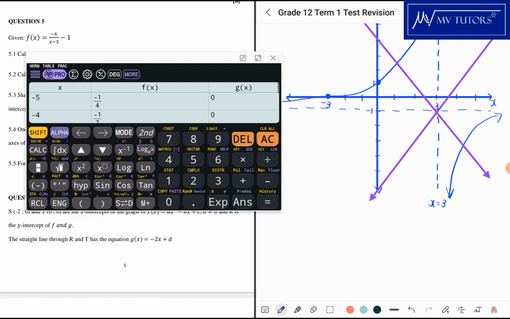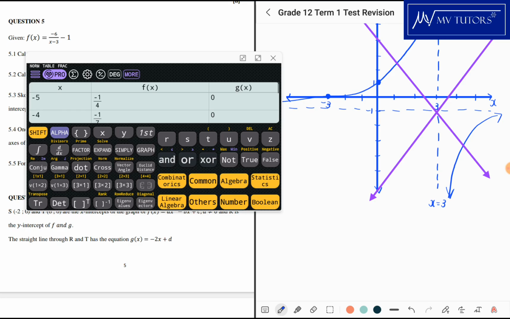You'll see at -5 it's -1/4. At -4 it's -1/7. -3 should be 0, yes, because that is the x-intercept. And you can put in the points. At x is equal to 3, of course, we have an asymptote there. We're not expecting any value. So that is how you can draw it if you're really not sure how to do it, just like the way I did it.